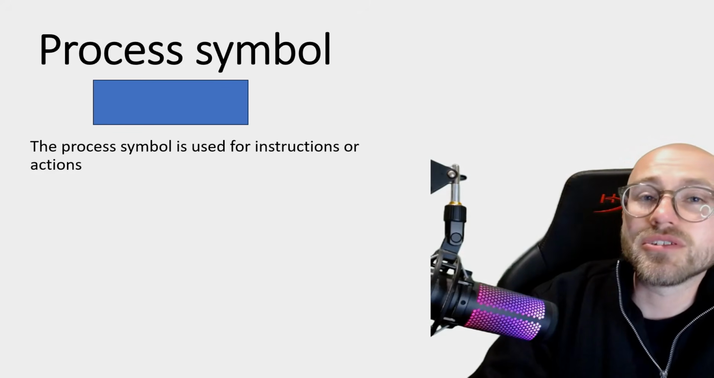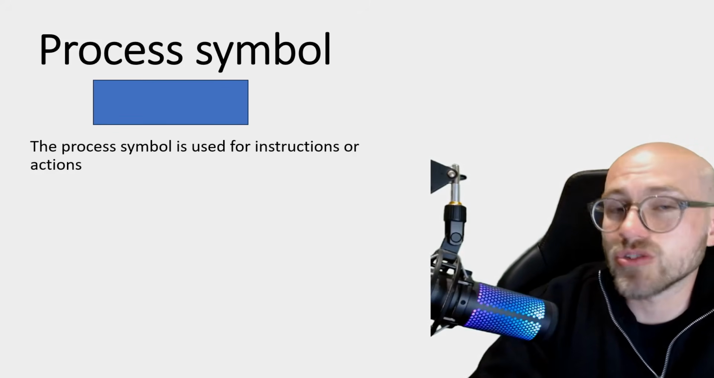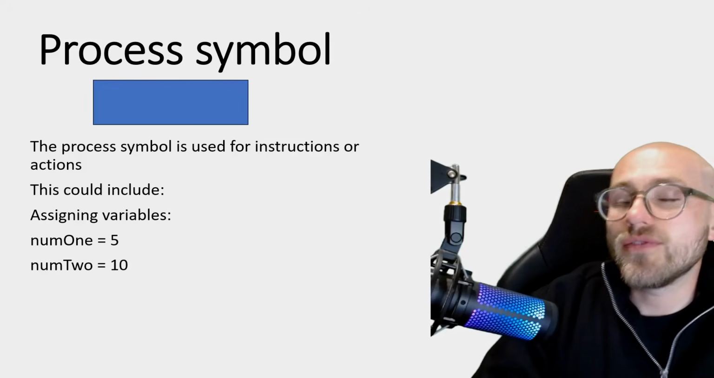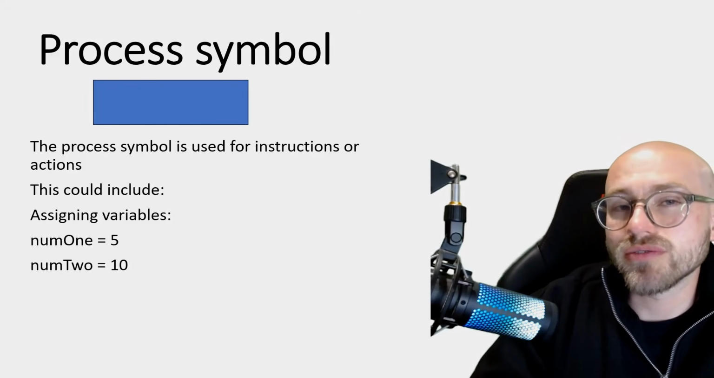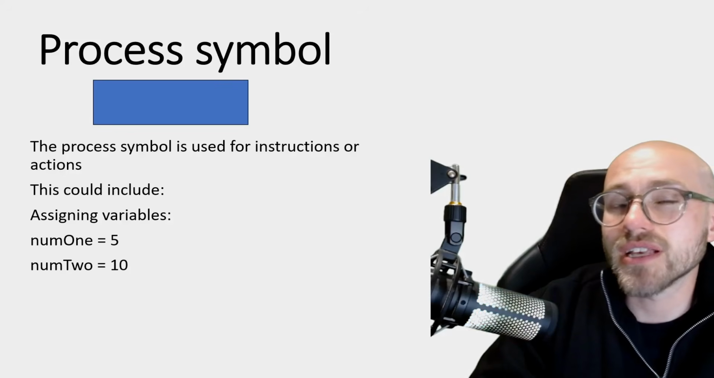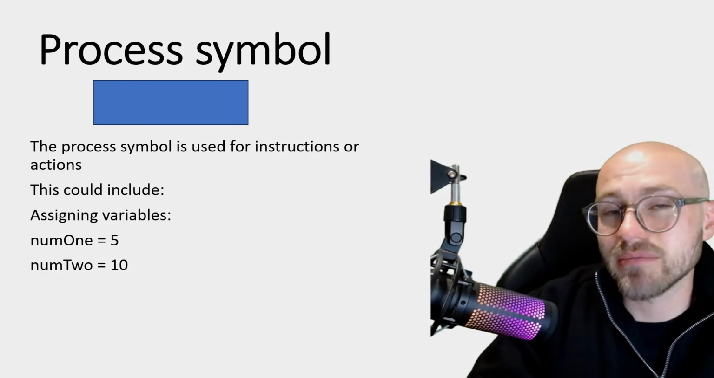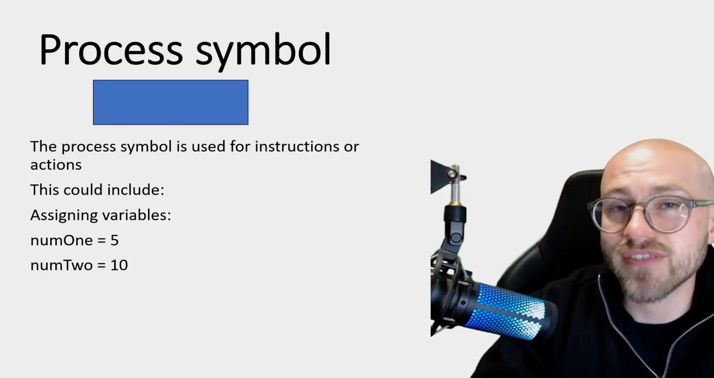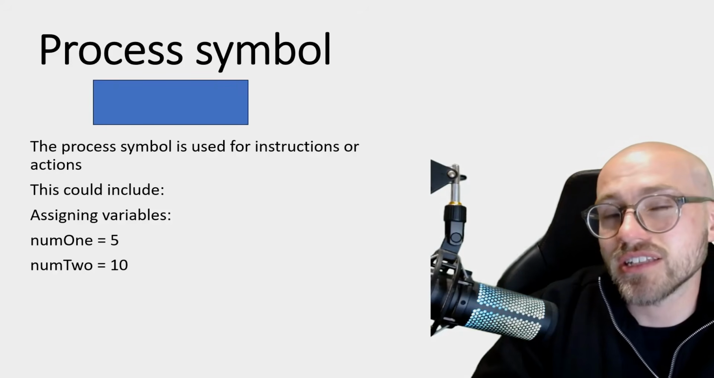So your process symbol is used for any instructions or any actions that just take place as part of your algorithm. This would include assigning variables. If your variable isn't an input that the user is typing, you can do it separately in a process symbol like this. In this example, I've got two variables that have been set. We've got num1, which is equal to the integer 5, and num2, which is equal to the integer 10.